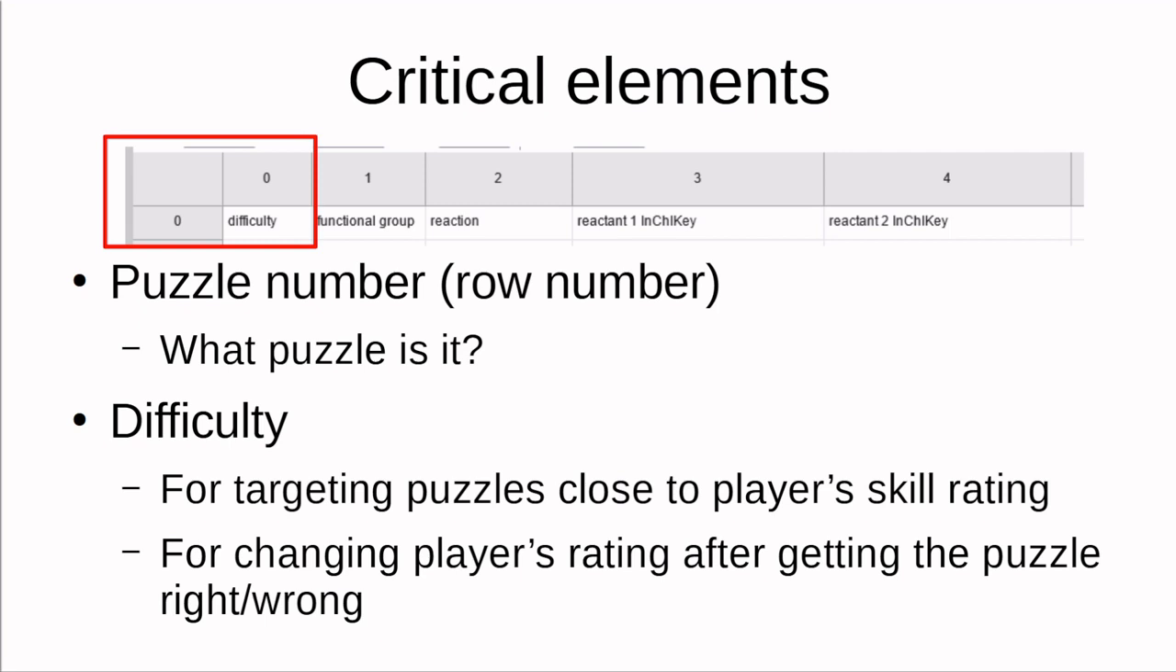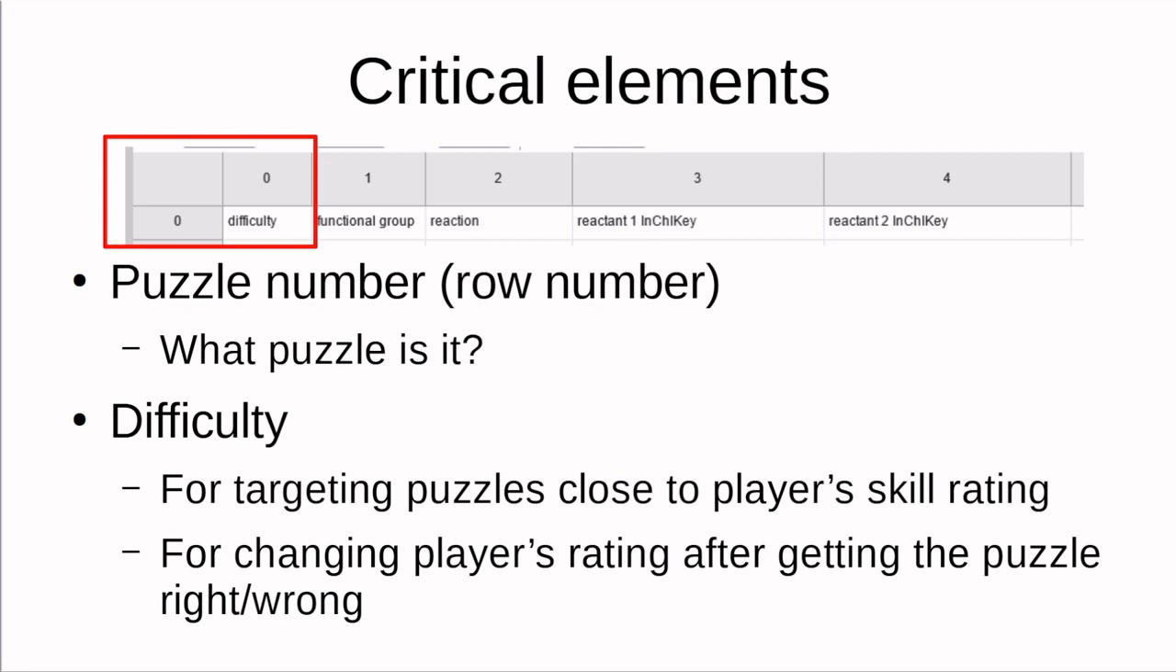The difficulty rating is there for 2 reasons. First, like I just mentioned, it's there for targeting puzzles that are close to the player's skill rating so that you can get appropriately challenged by the app. But second, it's there to help adjust the player's rating after they get a puzzle right or wrong. And I think I talked about how that works in a previous devlog, so I'm just going to leave it at that. I call these 2 critical because they're necessary for the function of the game as it stands.